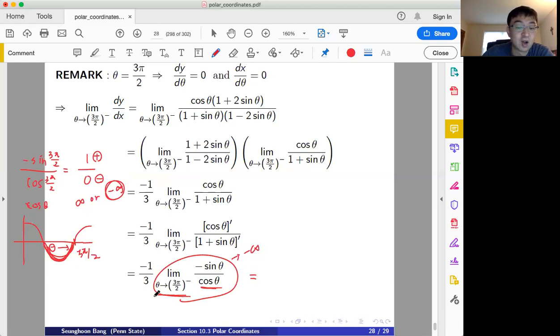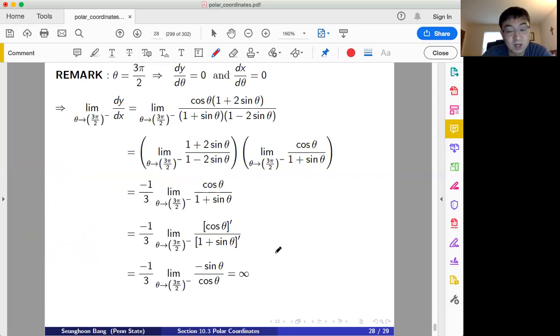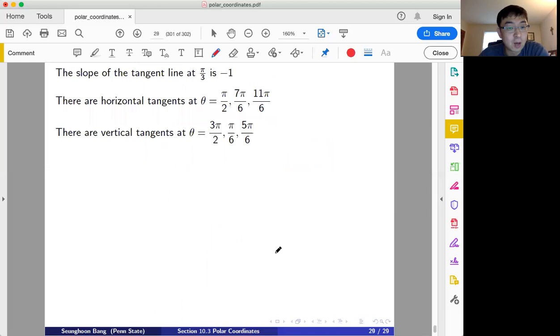The minus 1/3 times minus infinity is positive infinity. What does it mean? We have a vertical tangent line at theta equals 3 pi over 2. This is true. So I can summarize. The slope of the tangent line at pi over 3 is minus 1. There are horizontal tangent lines at theta equals pi over 2, 7 pi over 6, 11 pi over 6. There are vertical tangent lines at theta equals 3 pi over 2, pi over 6, 5 pi over 6.